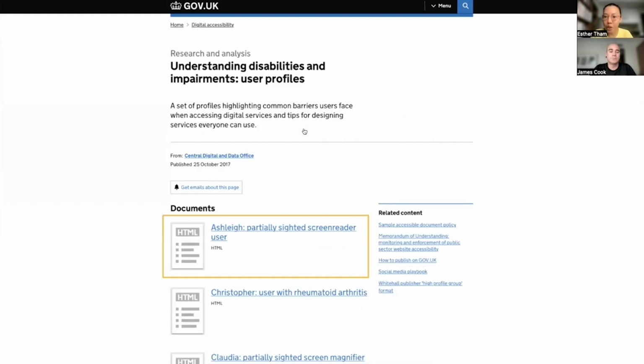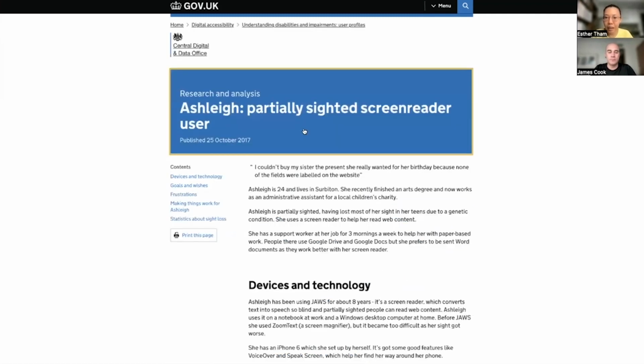Gov.uk also publishes user profiles, which describe people with different disabilities, how they typically use technology, and how they might need to interact with government. Think of them like personas and scenarios. The idea is to give concrete examples to humanize their needs and show common barriers they face when using public services. They're available publicly, so anyone can use them in their own work.